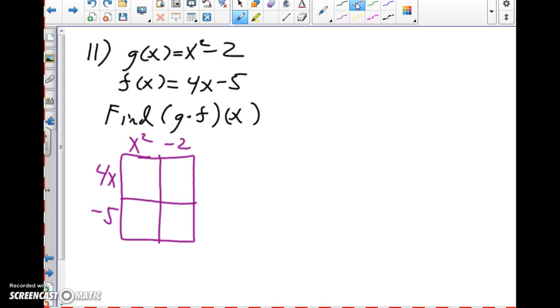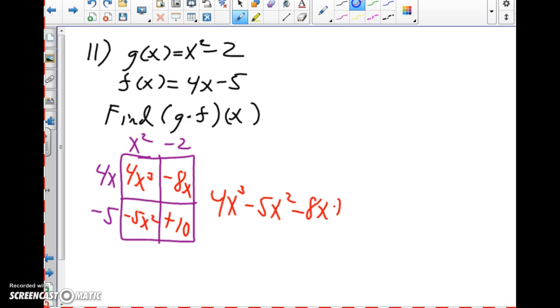Okay, let's put it in the parts of the box, okay? So how much is 4x times x squared? 4x cubed, right, 4x cubed. Okay, how much is 4x times negative 2? Negative 8x. Okay, how much is negative 5 times x squared? Negative 5x squared. And how much is negative 5 times negative 2? Positive 10. Very good. Okay, now combine your like terms. You see any like terms there? There are no like terms, right? So then the answer is going to be what? 4x cubed, right? Minus 5x squared. Minus 8x. And plus 10. You got it. There's your answer right there.